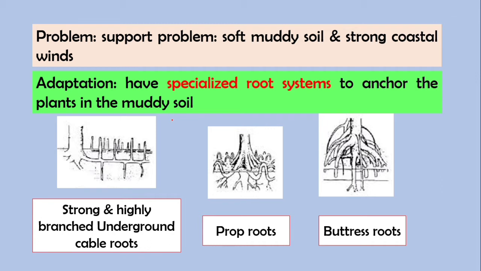So dia ada masalah dengan angin yang kuat dan juga tanah yang lembut sebab dia dekat seashore, dekat tepi-tepi laut. So dia kena ada specialized root systems. Okay, for the mangrove plants, there are 3 types of specialized root systems. One is underground or extensive cable roots, such as from Avicennia and also Sonneratia species. Prop roots, such as Rhizophora species, and buttress roots, such as for Bruguiera species.